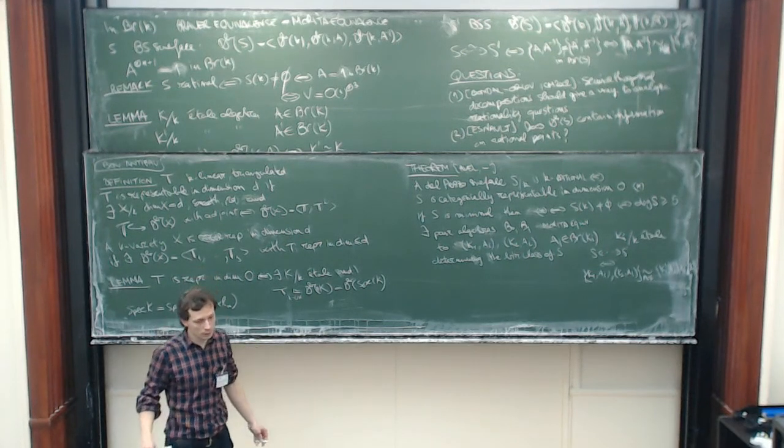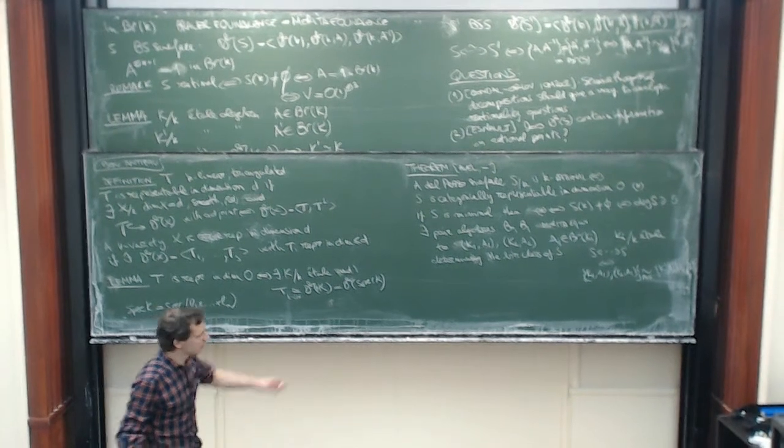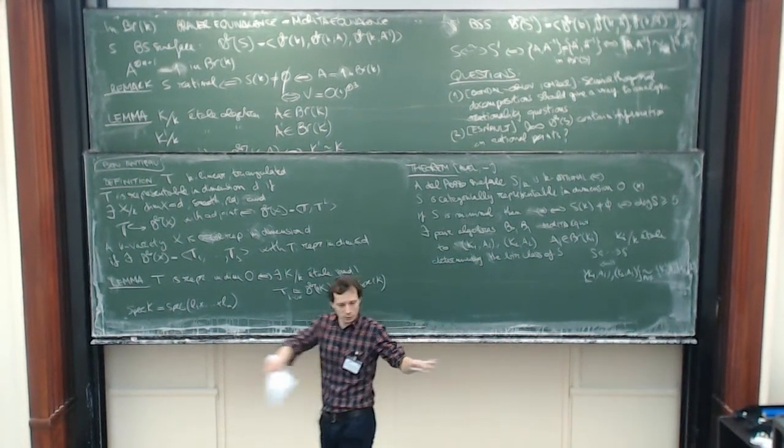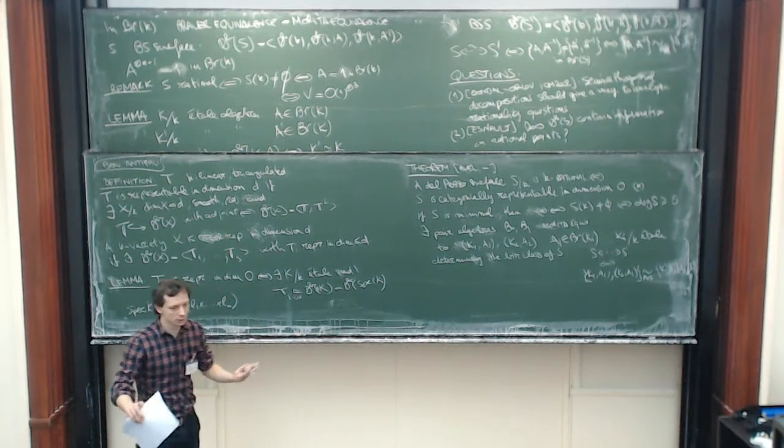Why do you write A2 and not A1 minus 1? Because in other cases, like for quadrics, it's not A1 minus 1. It's just a pair of algebras which have nothing to do with each other.